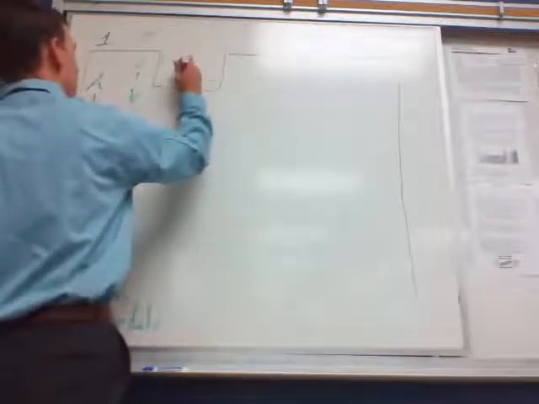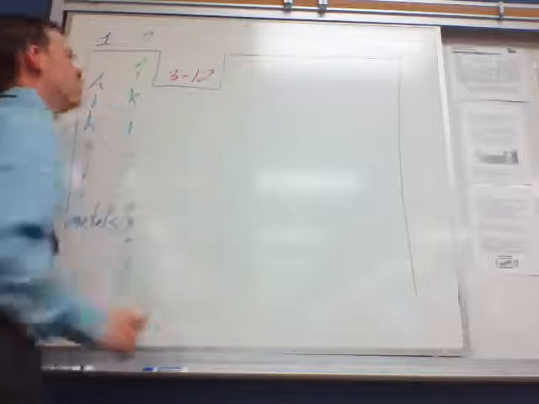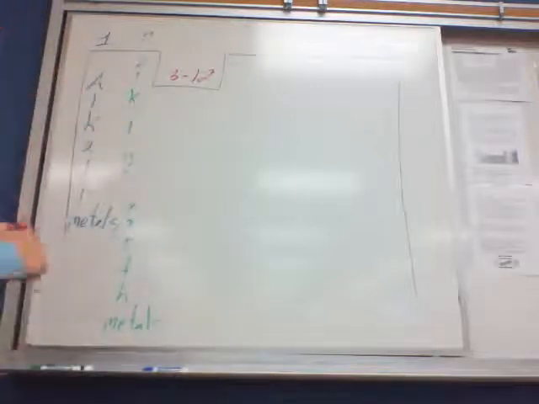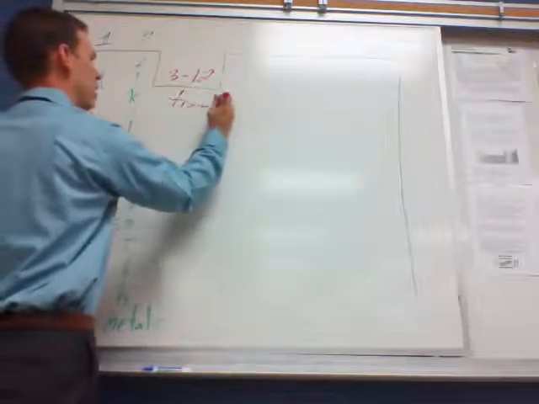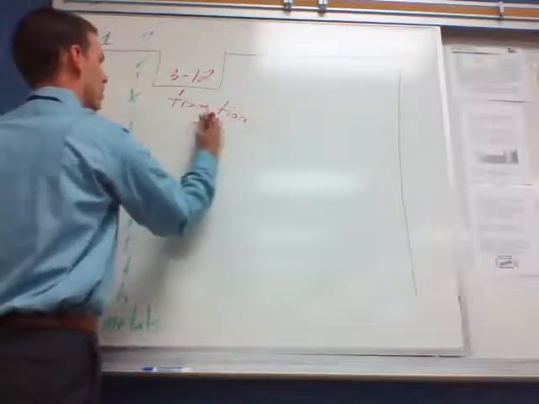My section in the middle here, 3 through 12, which again is much bigger on your table than I've drawn it up here. These guys are the transition metals.